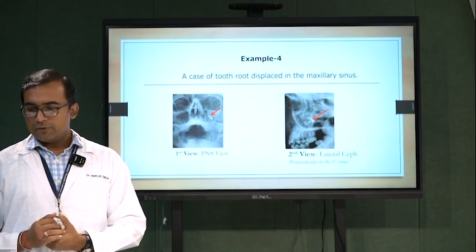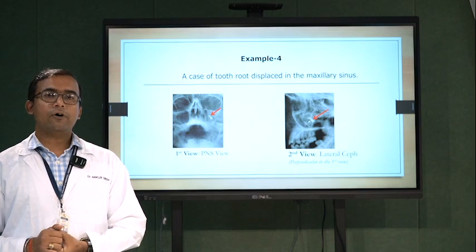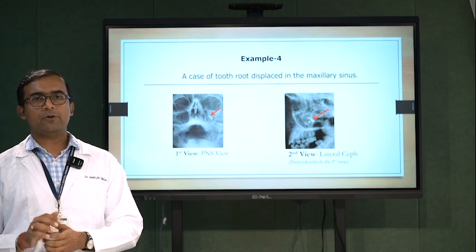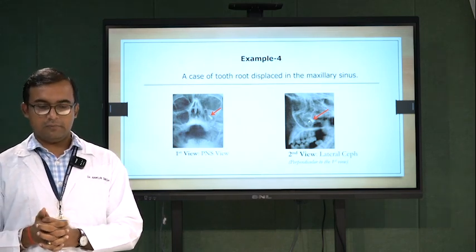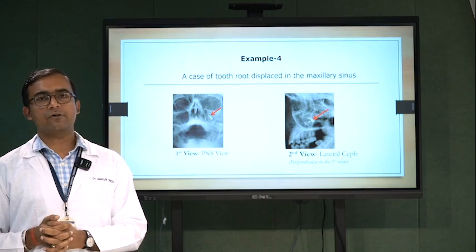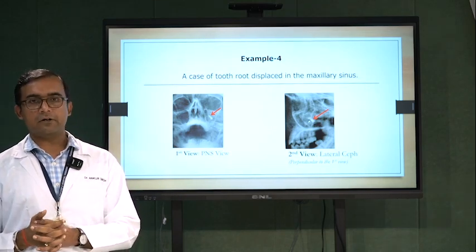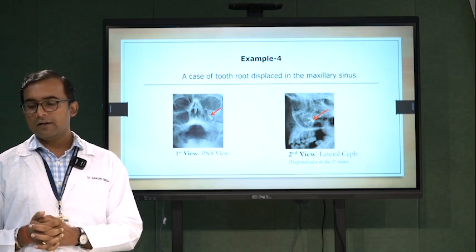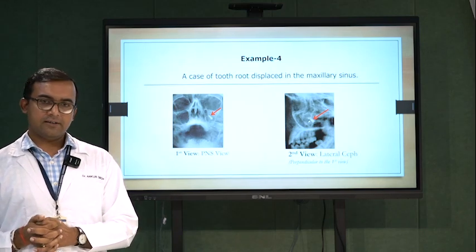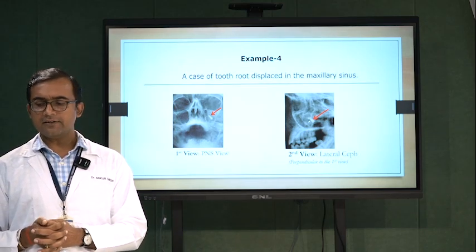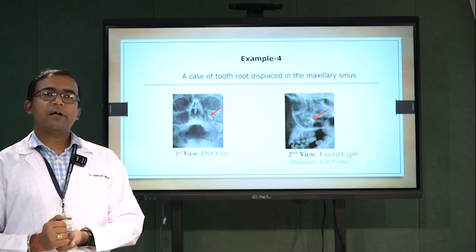Fourth example shows there is a tooth root or tooth getting displaced into the sinus, the left maxillary sinus. It is a case of a tooth which was present in the second quadrant of the jaw. First is a PNS view, paranasal sinus view. It is a common complication.